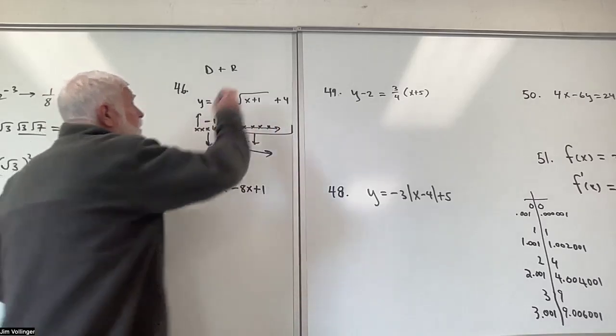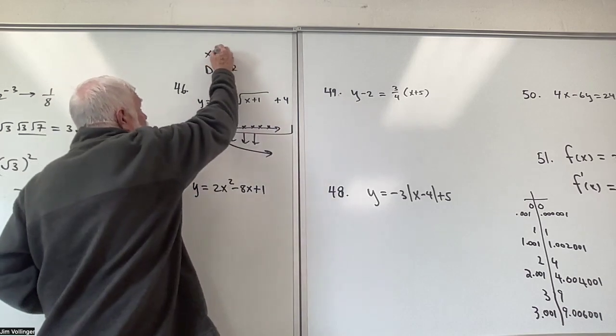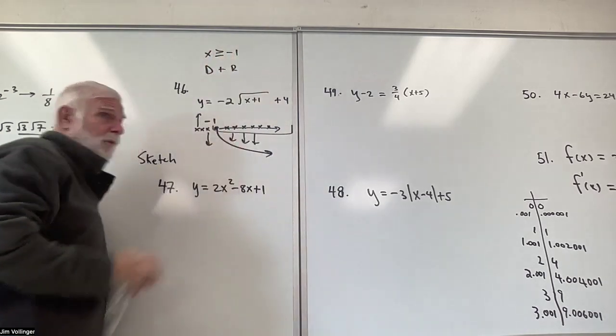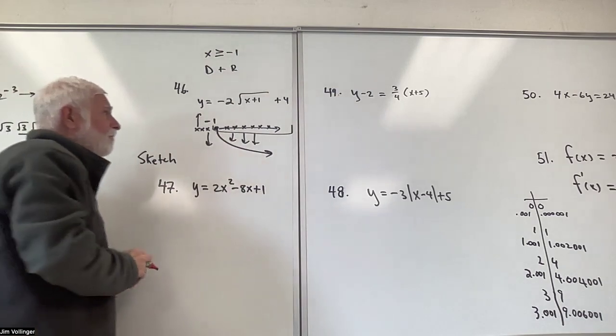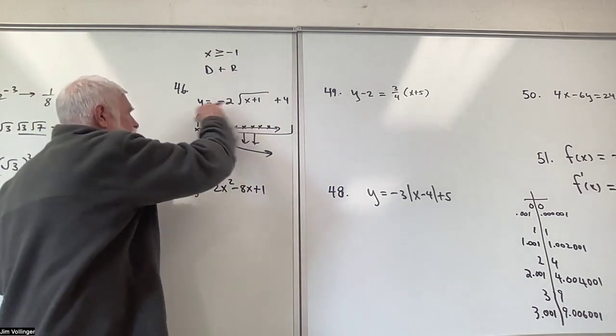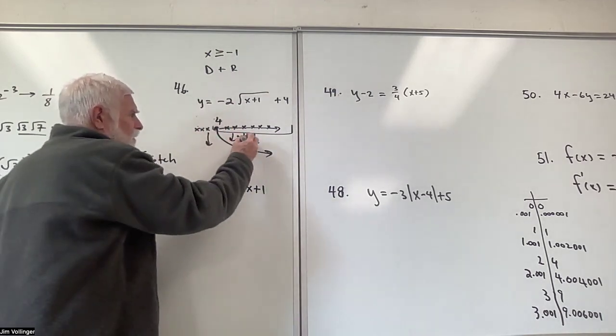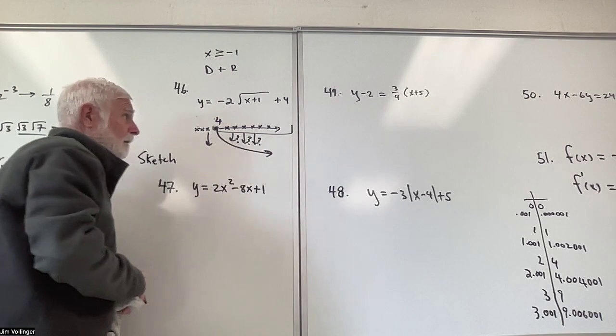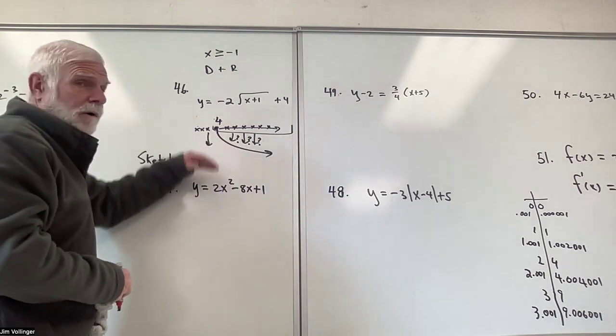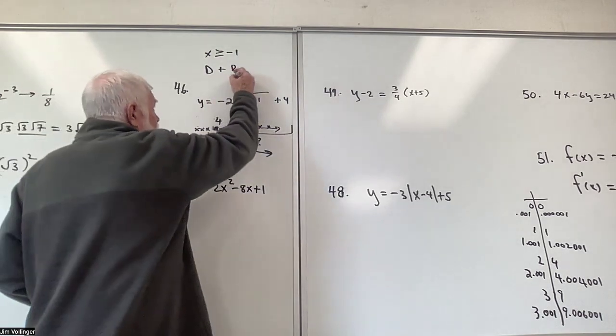Well, I hope you say domain: x values greater than or equal to -1. That's what I see. And the range: if I put -1 in, then I get an altitude of 4. Then I guess I'm asking, what are all these altitudes? Sure look like they're below 4. Range.